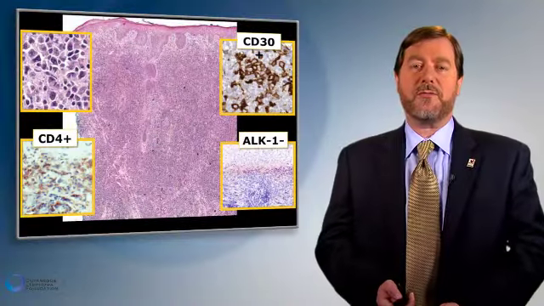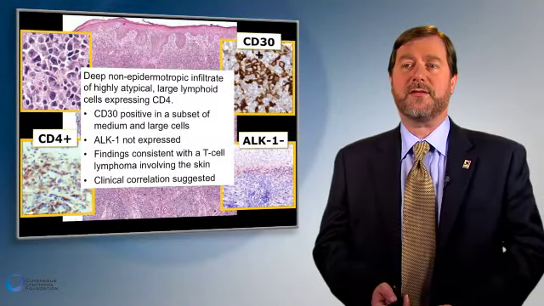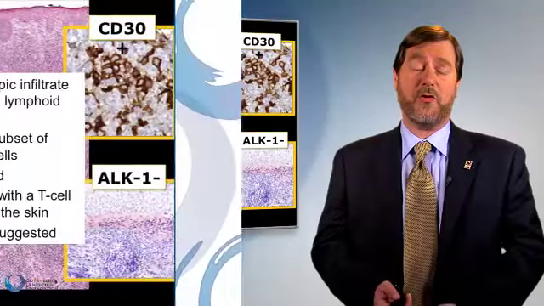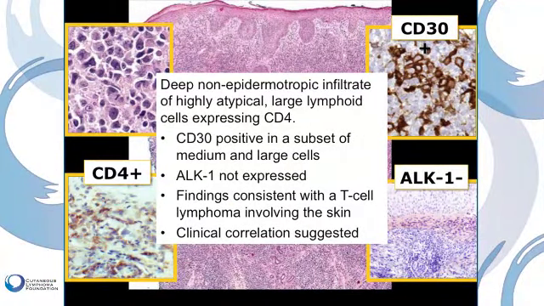The interpretation from the pathologist here shows that this is an abnormal biopsy, most likely consistent with a T-cell lymphoma, but the infiltrate of the cancer cells is deep, is not epidermotropic, that is, it does not affect only the upper layers of the skin. The cells are highly atypical and large, and they express CD4. The expression of the other markers is listed and noted. Finally, the diagnosis here is findings consistent with a T-cell lymphoma involving the skin, but clinical correlation is suggested.